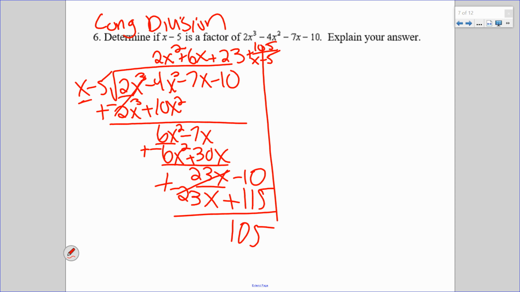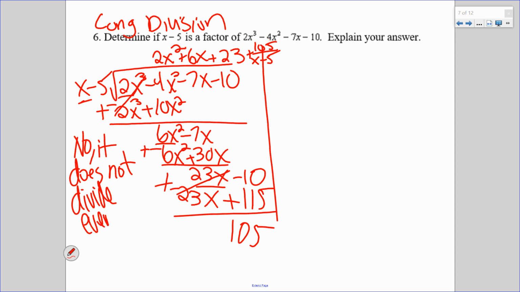Does it divide evenly? No. It does not divide evenly. When it says explain your answer, you better explain your answer. The other method is the remainder theorem.